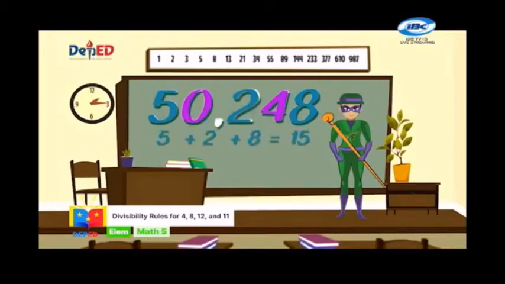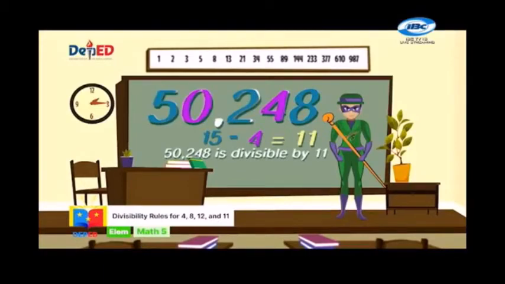Third, let's find the sum of the digits in the odd places. 5 plus 2 plus 8 is equal to 15. Fourth, let's add the numbers in the even places. 0 plus 4 is equal to 4. Last step, let's find the difference of the two sums. 15 minus 4 is equal to 11. In this case, the difference of the two sums is 11. Therefore, 50,248 is divisible by 11.